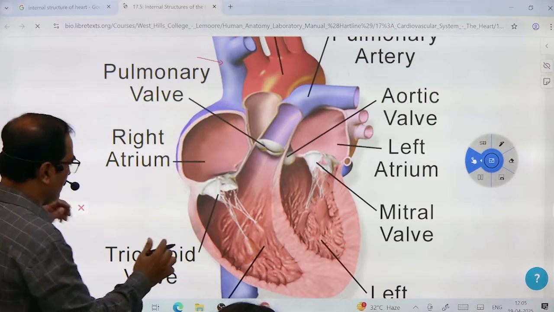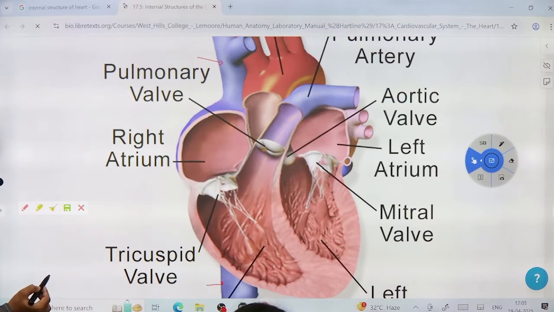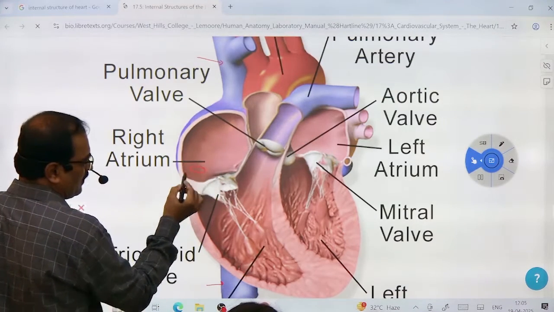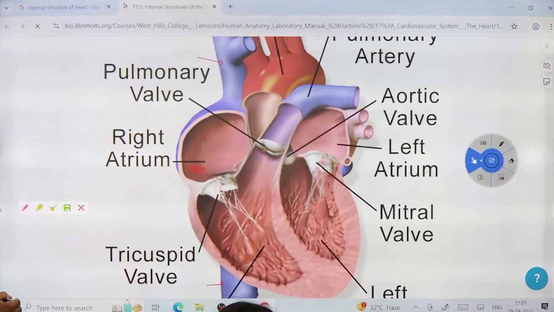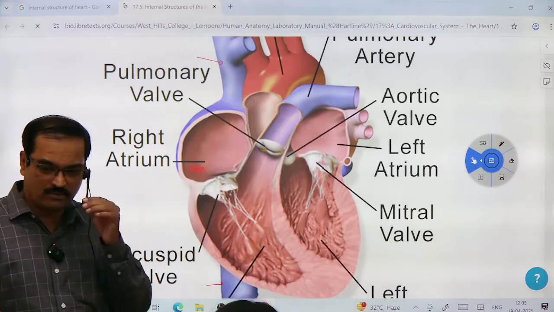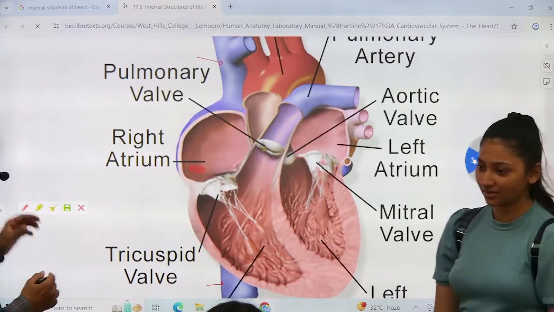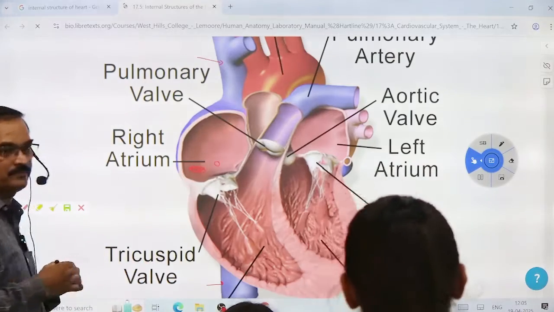Okay. What is this? Function? And opens here. One valve is present on its opening. What is the name? If you don't, you can see in the notes. Eustachian valve. Okay.